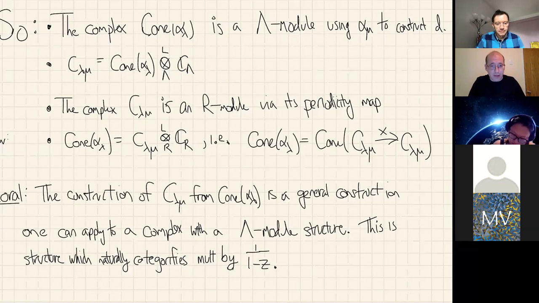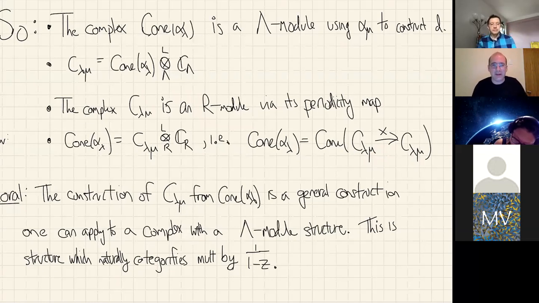Said another way, you can reconstruct the cone from C lambda mu by taking the derived tensor product of C lambda, which is just another way of saying take the cone of this periodicity map, take the projective resolution and take the total complex of that. So these are some really cool homological tricks, which are probably new to almost everyone. They were new to me.